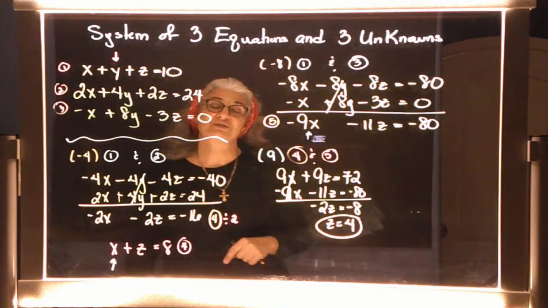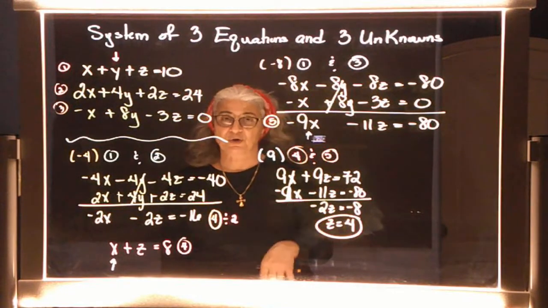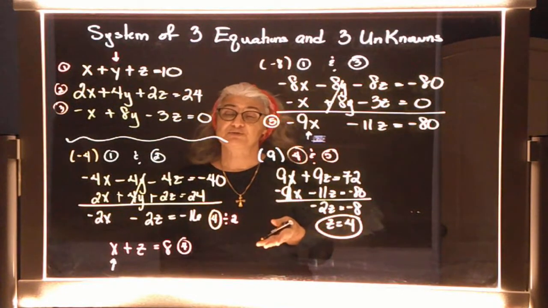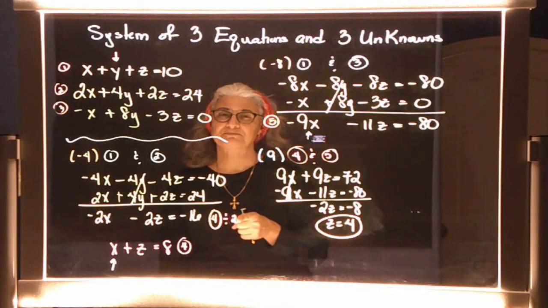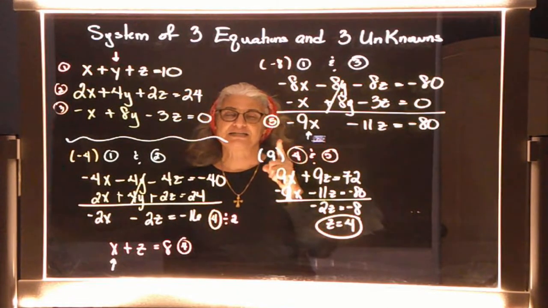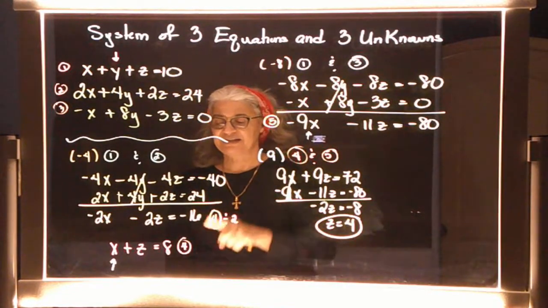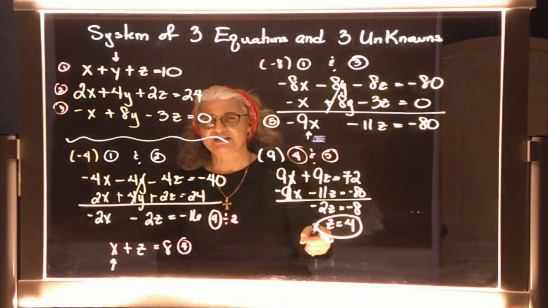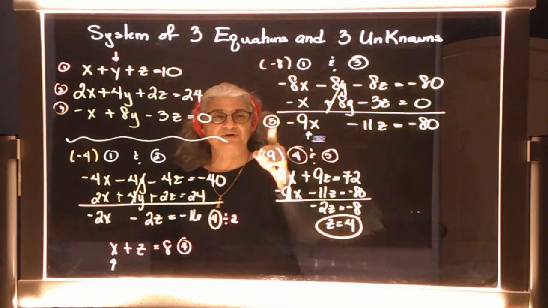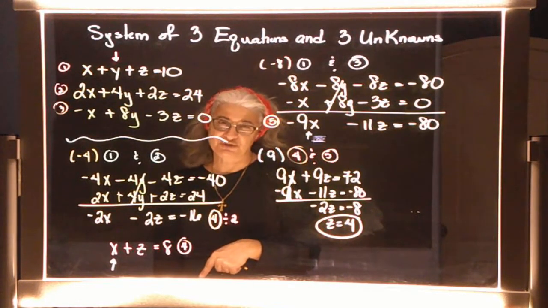And now I have to do what? Yeah, now I've got to find either x or y. The choice is yours what you want to do. But if you think about this, didn't equations 4 and 5 contain an x and a z? And since I know z, couldn't I use equation 4 or 5 to go find x? Yeah, we could do that.